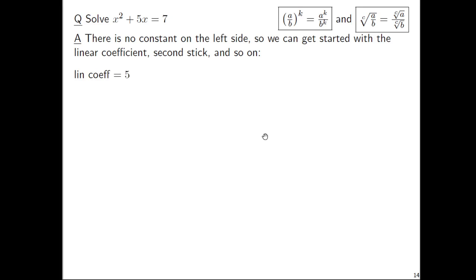First of all, the linear coefficient is 5. Half of that, the second stick, is 5 over 2. So the second stick is 5 over 2. And then, for the constant, we need to square 5 over 2. So the constant to add is 5 over 2, quantity squared.